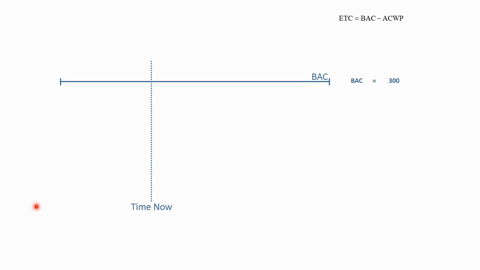Okay, let's do another example. Here again, we've got a budgeted completion of 300 hours. It's time now. The budgeted cost of work scheduled is 100 hours. Again, the budgeted cost of work scheduled is always 100 hours. This is in the plan, the work we need to accomplish now. In this case, the budgeted cost of work performed is also 100 hours.